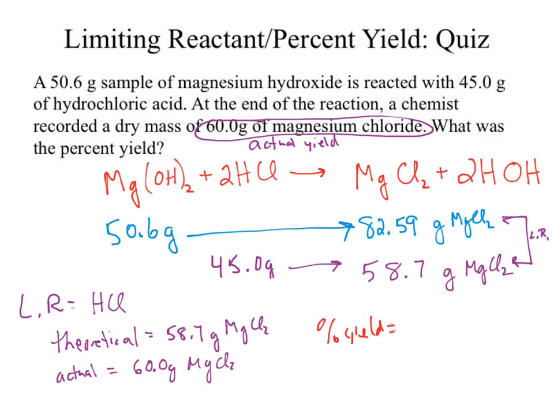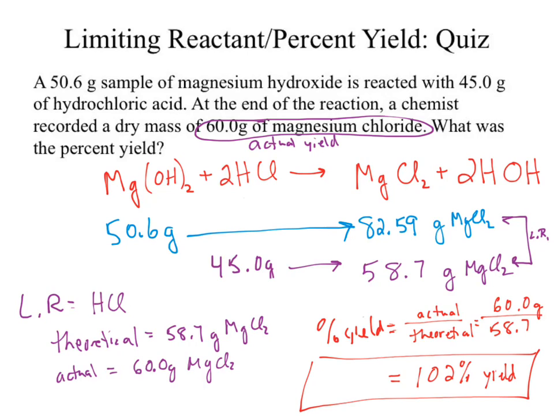Percent yield, actual over theoretical. And this is actually a common mistake, which is why I actually wanted to talk about it. Theoretical. Which means we actually have our actual being 60.0 grams over our 58.7, which gets us a yield of 102.2, which would end up coming in as 102% yield. Okay.